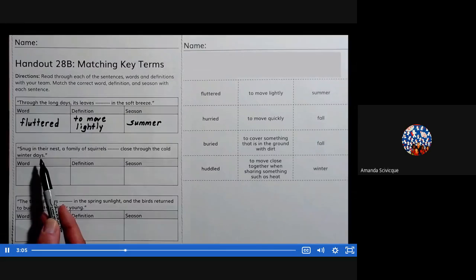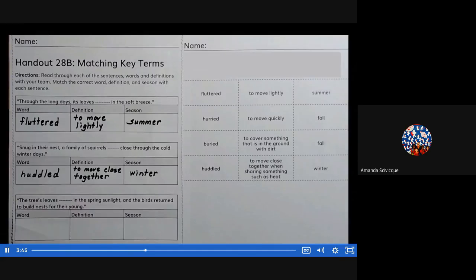Now I want you to try the next one on your own. Read the sentence to yourself, pause where the blank is, and then look over the words, definitions, and seasons that are on the next sheet so you can decide which word belongs in the blank. Remember, the definition will really help. Pause here to write the word, definition, and season that goes along with this sentence. Just hit play when you're ready to continue.